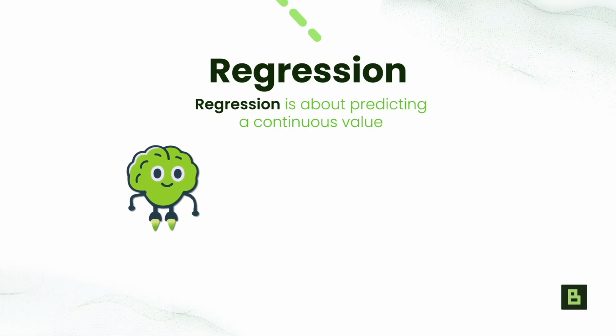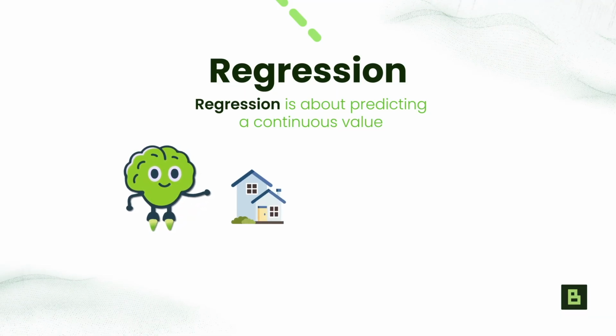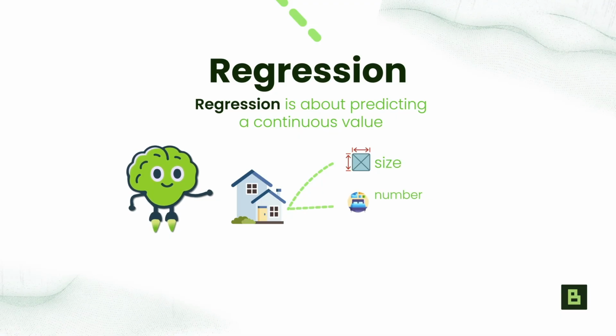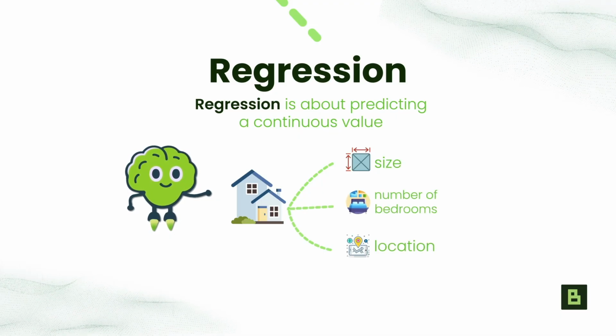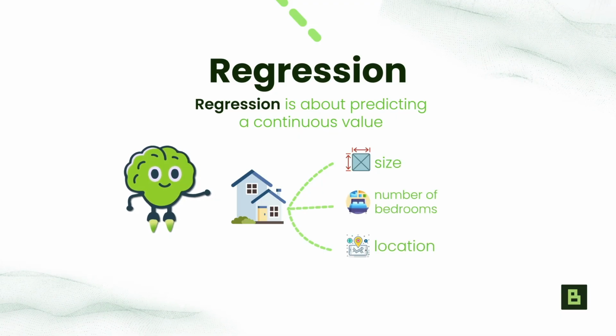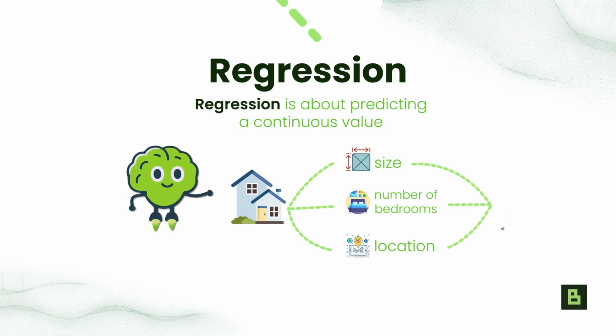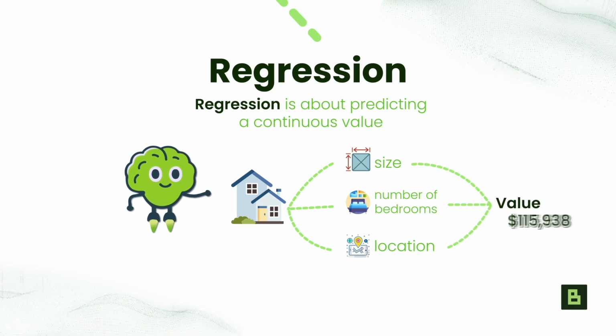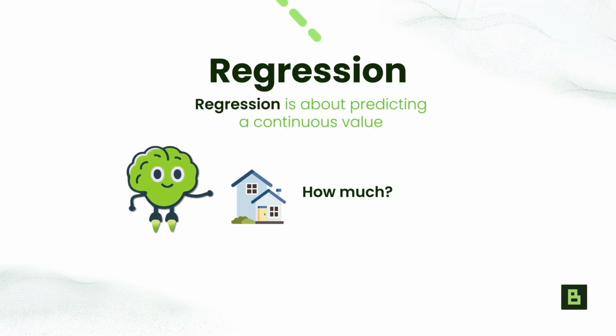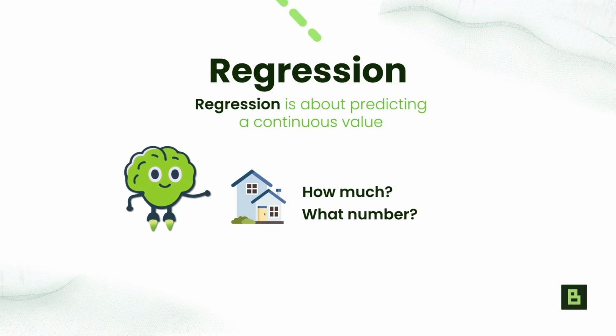Think of it like this. Imagine you want to predict the price of a house based on features like its size, number of bedrooms, and location. Regression helps AI look at these details and estimate a specific value, say $350,000. So regression answers the question, how much, or what number.